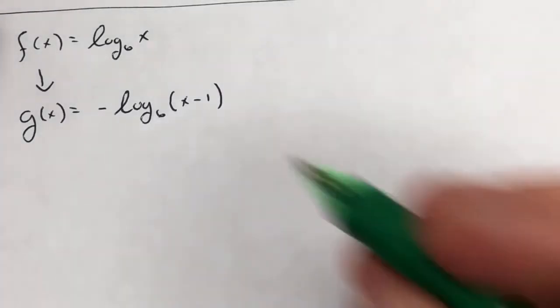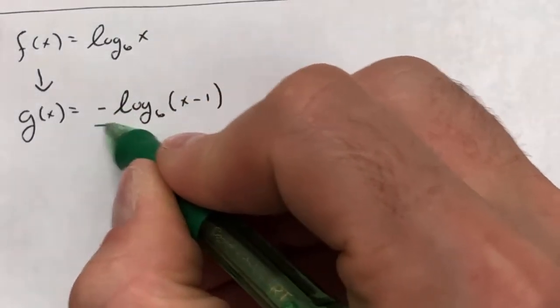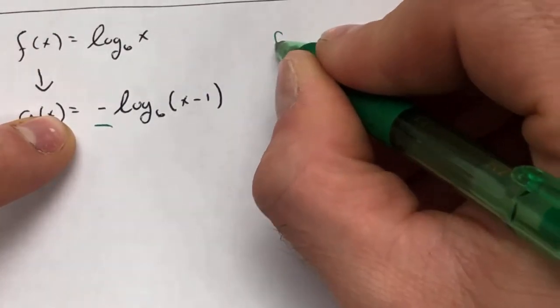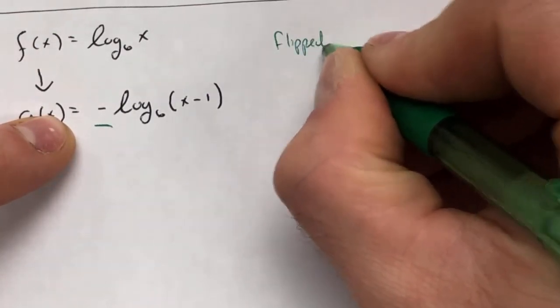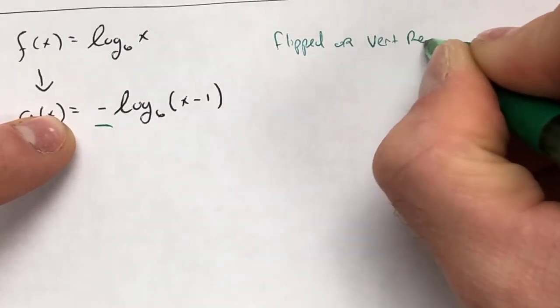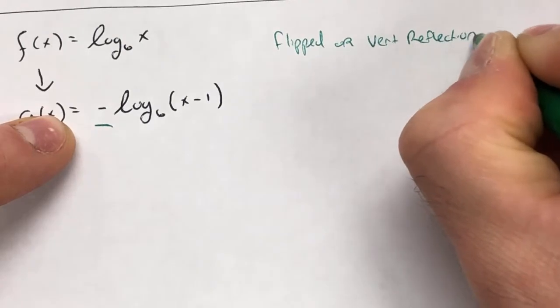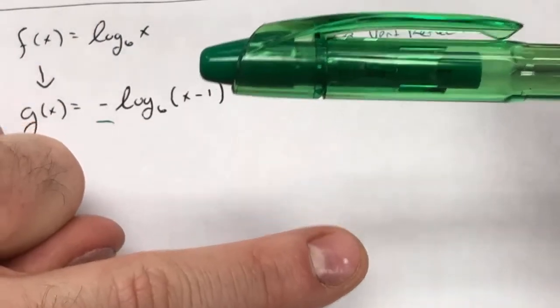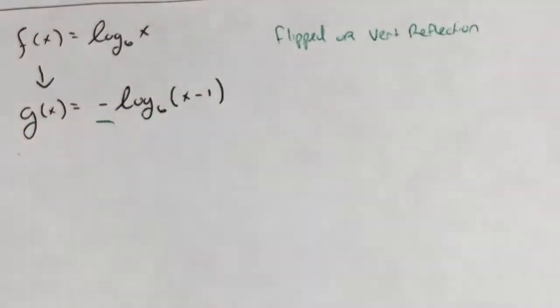Okay. So we're going to go through the same set of analyses. I noticed that it went from a positive to a negative. This means it has either been flipped, or what we would call a vertical reflection. The graph has been flipped vertically. So what was pointing up is now pointing down. What was down is now pointing up.